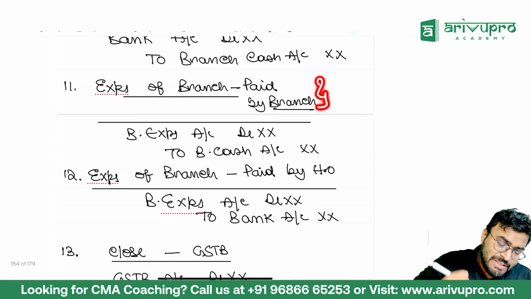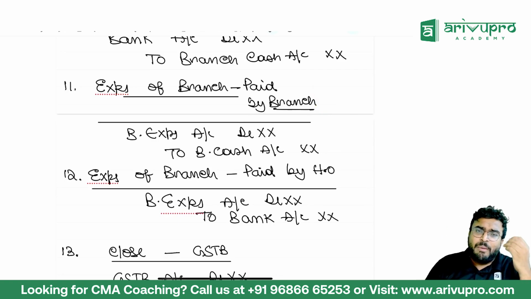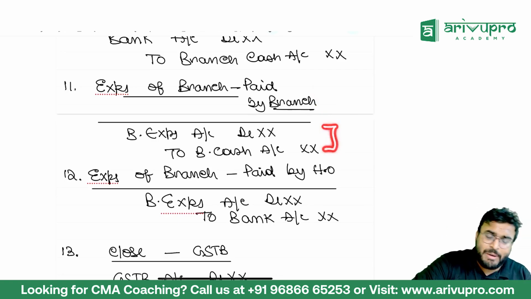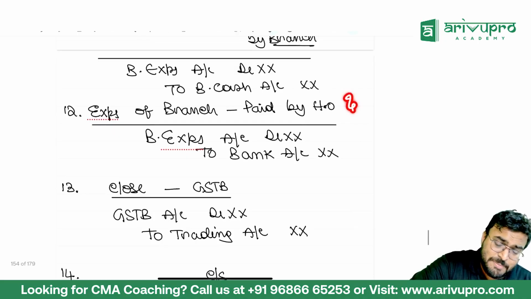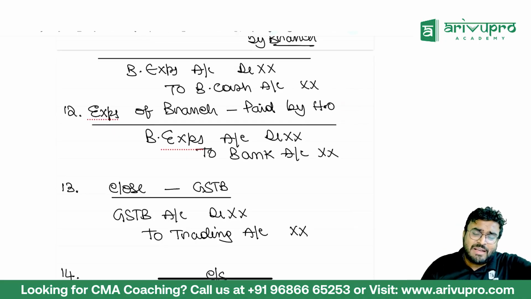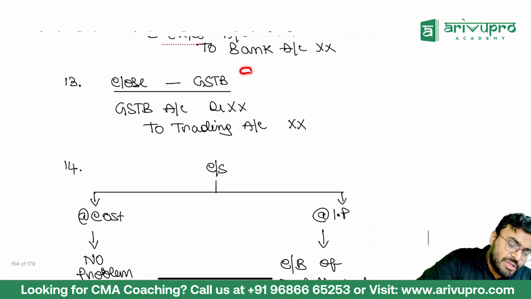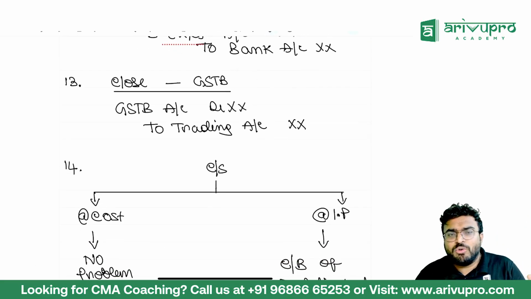Now, expenses of branch paid by branch itself: branch expenses account debited to branch cash account. Expenses of branch, if paid by head office: branch expenses account debited, but head office paid, so to bank account. Close the goods sent to branch.